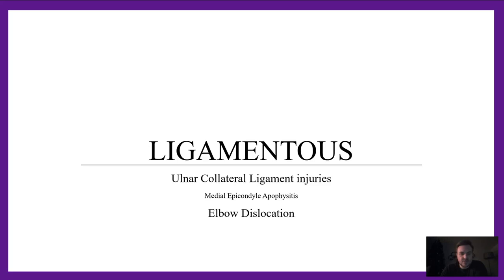So ligamentous, the big one here is the UCL, ulnar collateral ligament injury, also known as the medial collateral ligament, and also known as the medial ulnar collateral ligament. All three of those are used interchangeably, but we typically will call it a UCL injury. With this, we'll also get into medial epicondyle apophysitis, and then eventually into elbow dislocation.